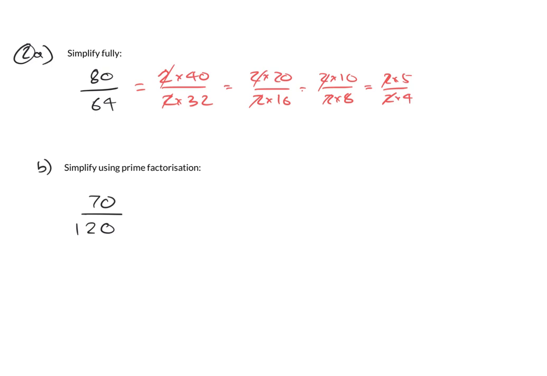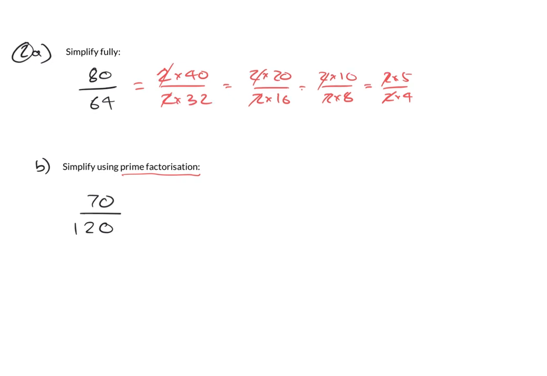The second one, be very careful here. It says using prime factorization, so you must break up the numerator and the denominator first before you actually simplify the fraction, otherwise you will not be gaining full marks. So if we look at 70, 70 can be divided into 2 and 35. 2 times 35 is 70. 35 will divide by 5, so it's 5 times 7, and 7 is obviously a prime number. So 70 can be written as 2 times 5 times 7.